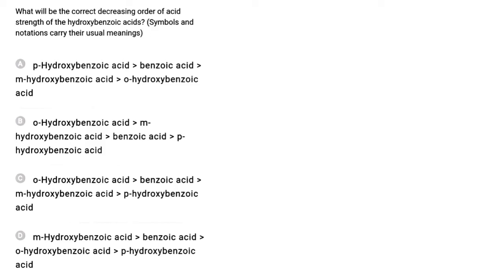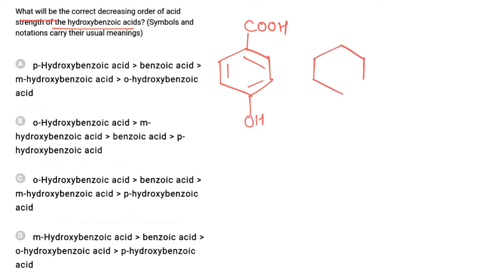What will be the correct decreasing order of acidic strength of hydroxybenzoic acid? Now we have para hydroxybenzoic acid. Now this molecule is para hydroxybenzoic acid. We have benzoic acid. Now this molecule is benzoic acid.